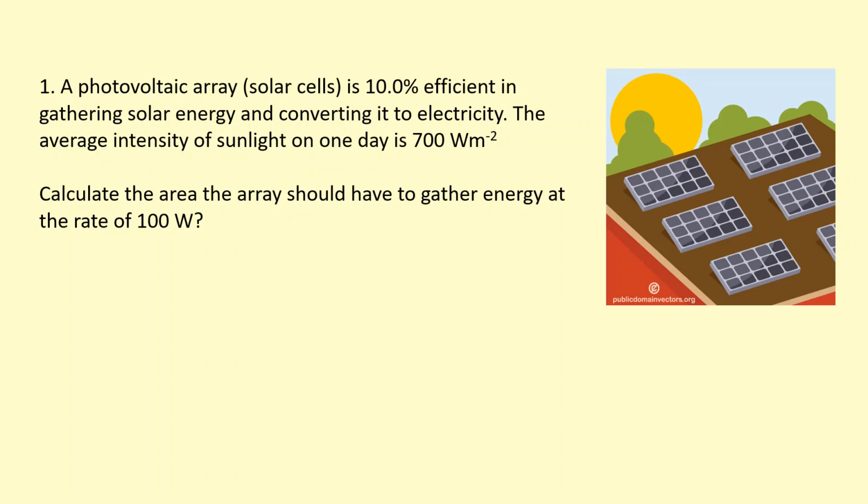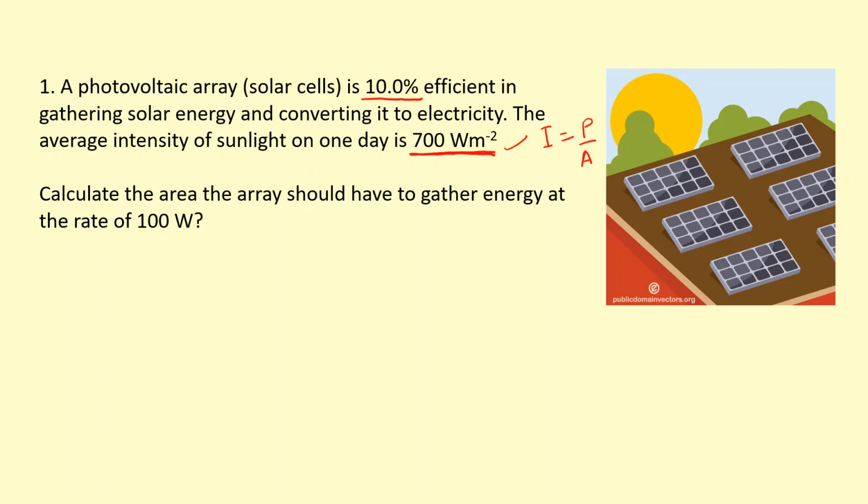A photovoltaic array, which is another way of saying solar cell, is 10% efficient in gathering solar energy and converting it into electrical energy. The average intensity of the sunlight on one day is 700 watts per meter squared. Maybe you've never come across intensity before, but we can figure out what that means by looking at the units. It's a watt per meter squared, so that's the power. So the intensity is the power per unit area. We'll come back to that in a minute.